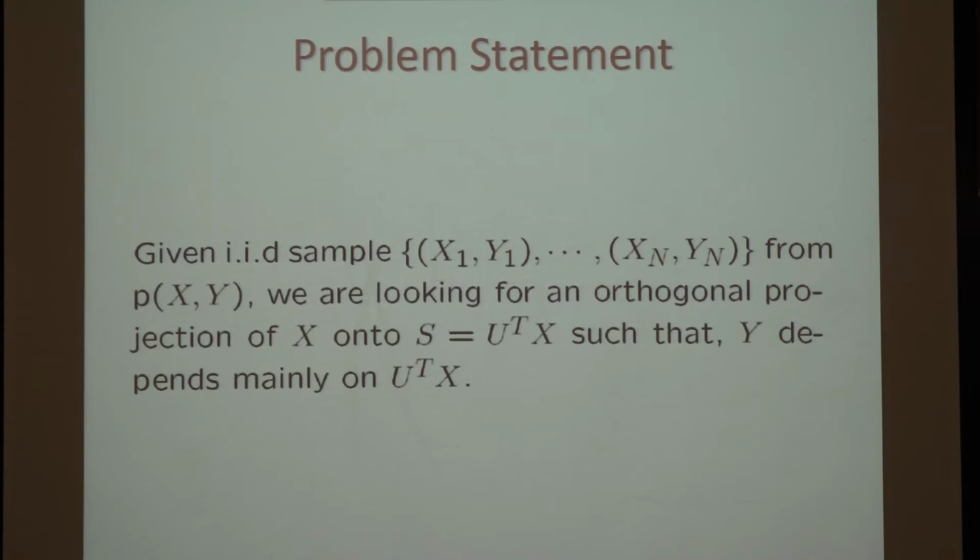Just think of X as a random variable and think of Y as a random variable. And I do U transpose X. I want U transpose X to be dependent on Y. The dependency between these two, I want to be high. Okay?